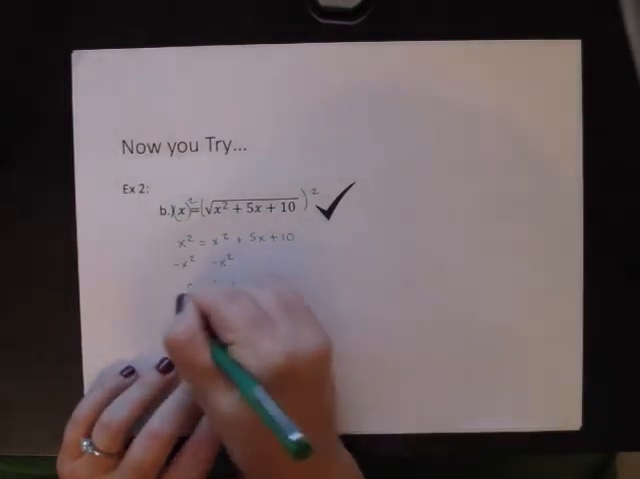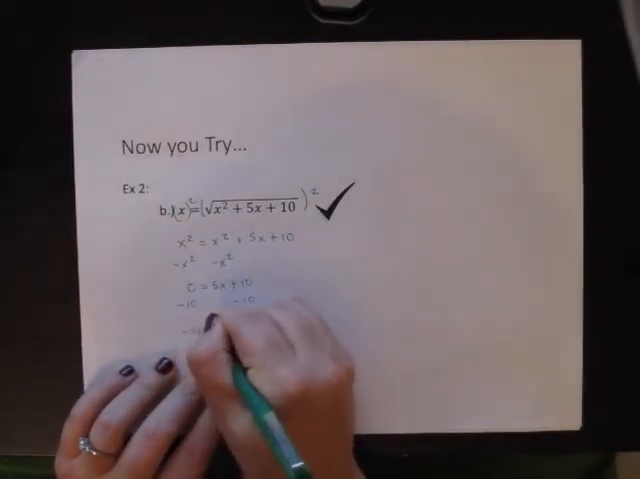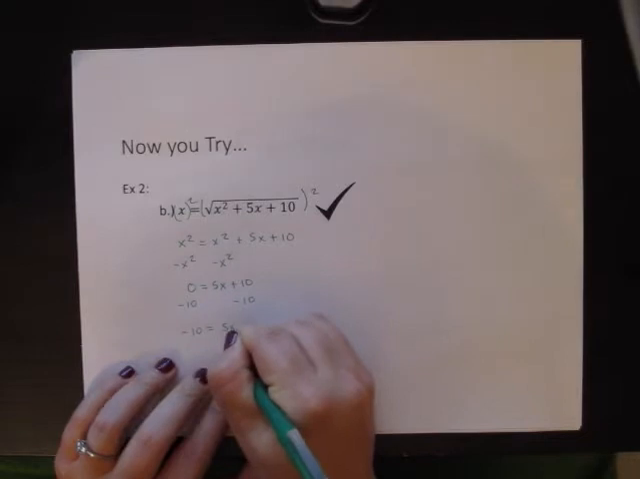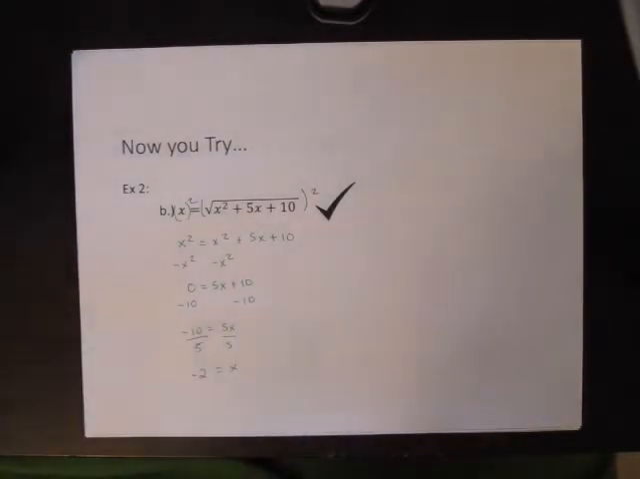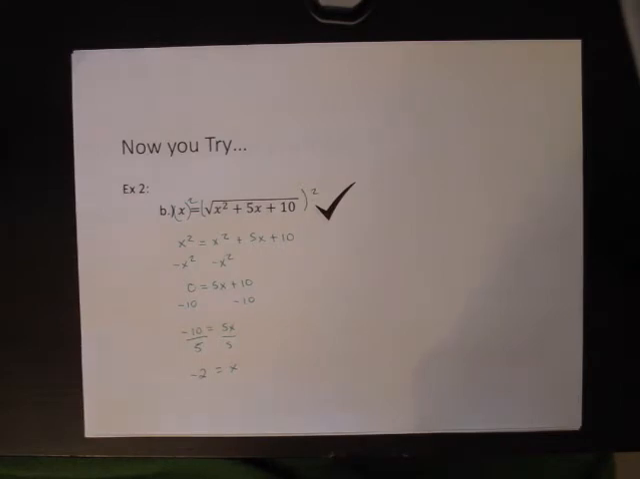Alright, so I'm going to subtract 10 on both sides. So I got negative 10 equals 5x. Divide by 5. So I get x equaling negative 2. So I have to check that, so I plug it back into my original equation.